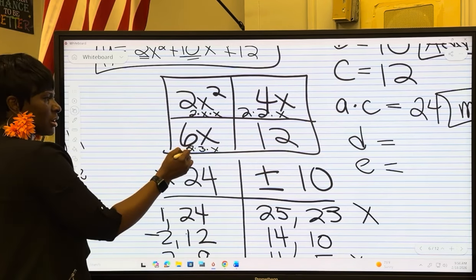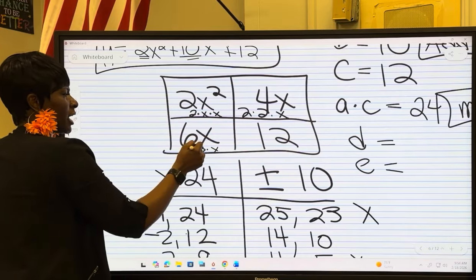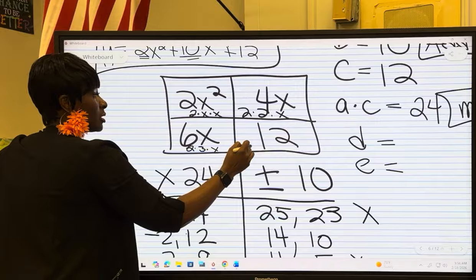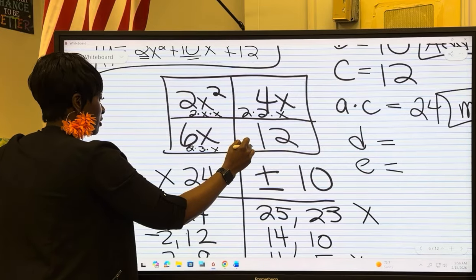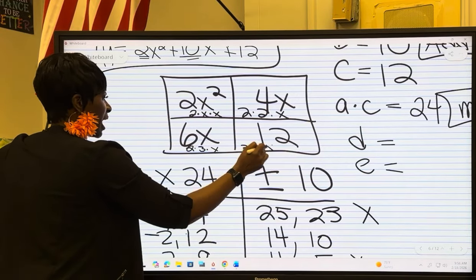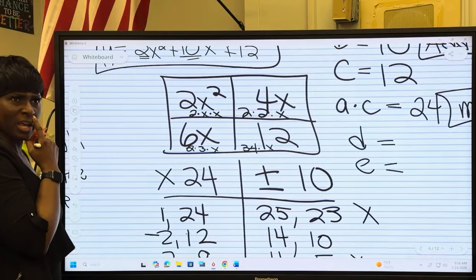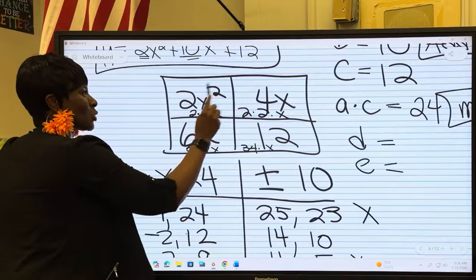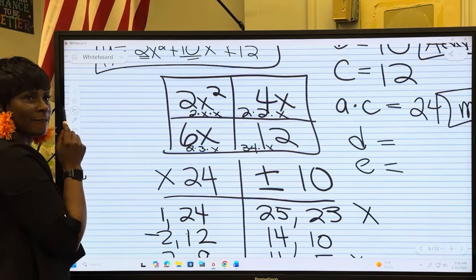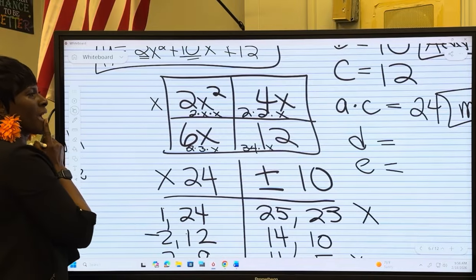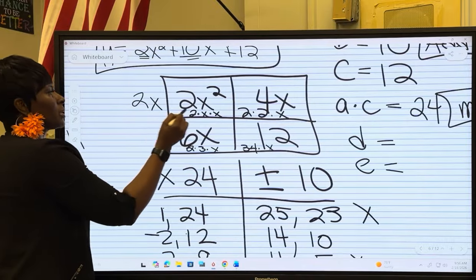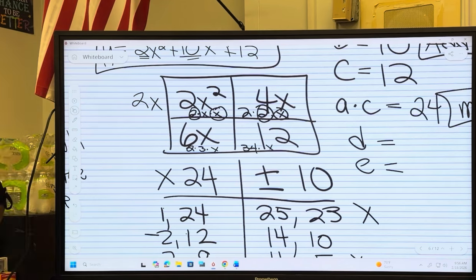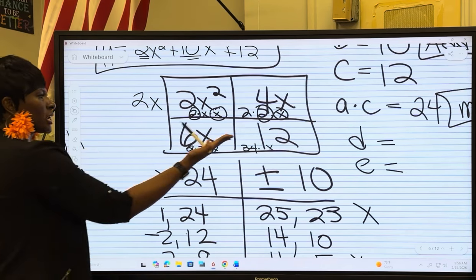But we didn't use a 6 here. What can I use from here to help me get this? 3 times what? 3 times 4 times x. Right? So now let's go. What do these two have in common? X. They have an x. What else do they have in common? A 2. So I'm pulling out a 2x. Both of these got a 2 and an x. Y'all with me? Yes? What do these two have in common?